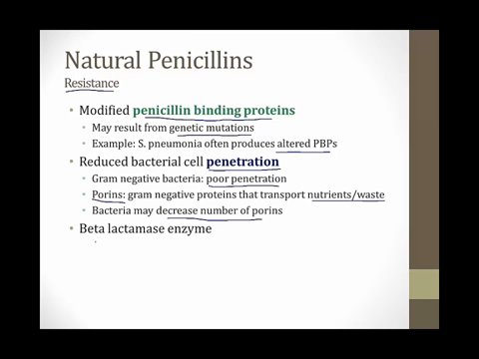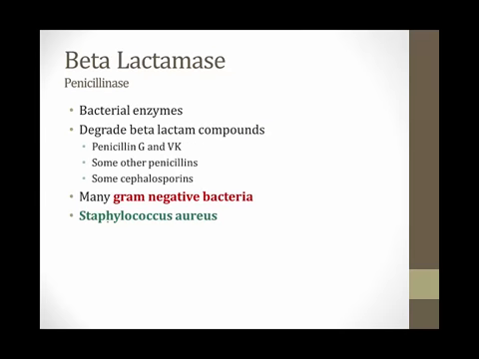And then a final mechanism of resistance to the natural penicillins, one that is very important for you to understand, is the presence of beta-lactamase enzymes. Beta-lactamase enzymes are a family of bacterial enzymes. There are lots of different beta-lactamase enzymes. In some cases, they're referred to as a penicillinase. All of these enzymes can degrade beta-lactam compounds. They can break down penicillin G and VK. They can also degrade some of the other penicillins we'll talk about in this video, and they can also degrade some cephalosporins.